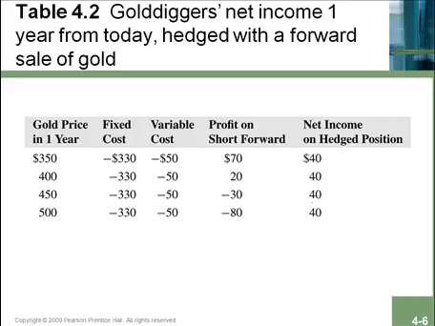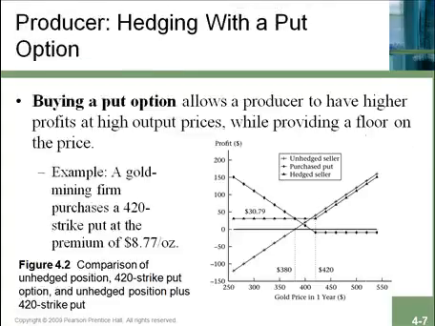Granted, they give up the possibility of making very large amounts of money, but they also eliminate the possibility of a big loss. All right, another possible hedging tool that a company might use is a put option. Now remember, as we've discussed before, a put option gives its owner the right but not the obligation to sell the underlying asset, in this case an ounce of gold, at a pre-specified price.